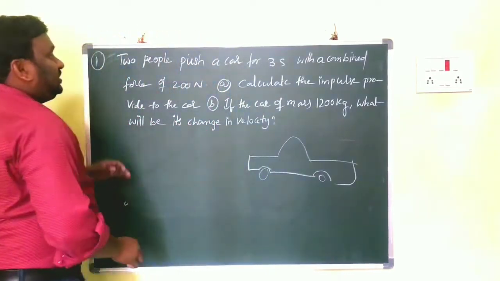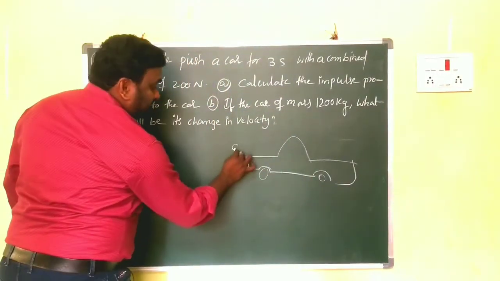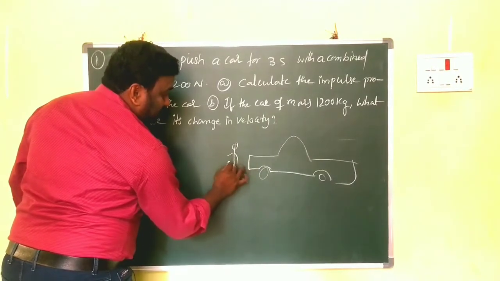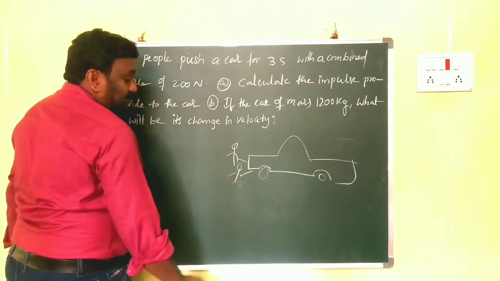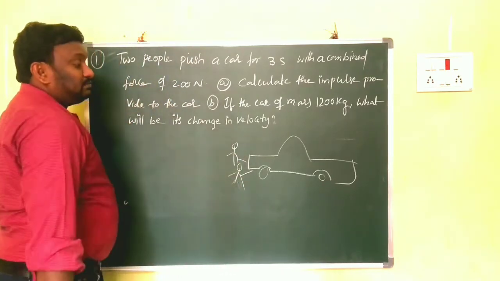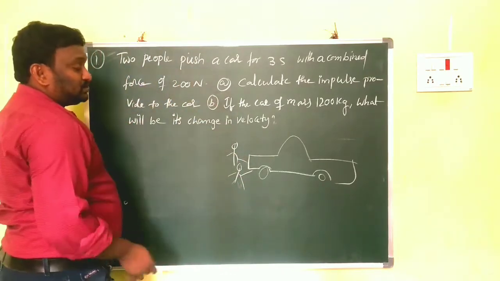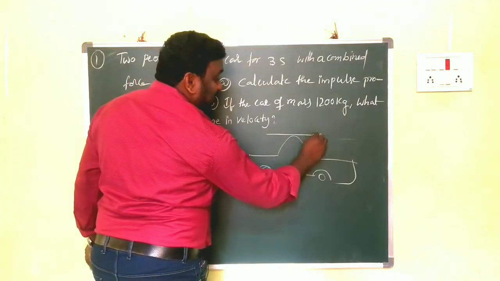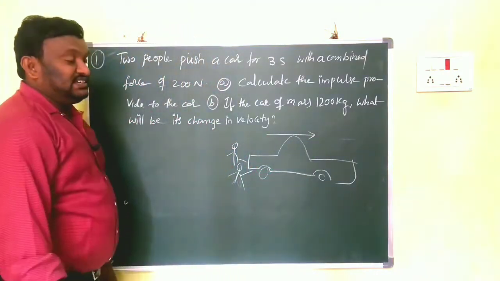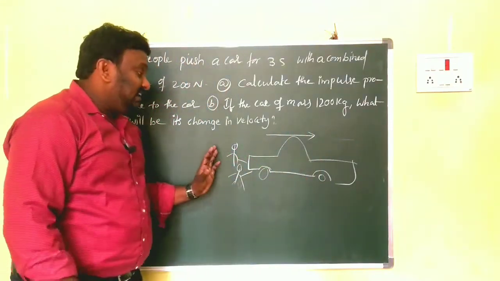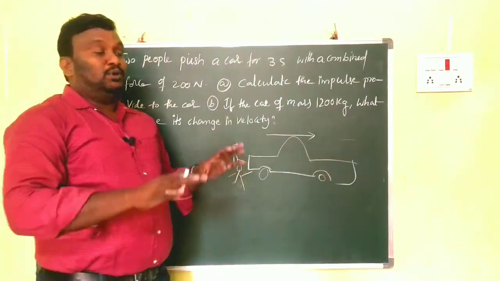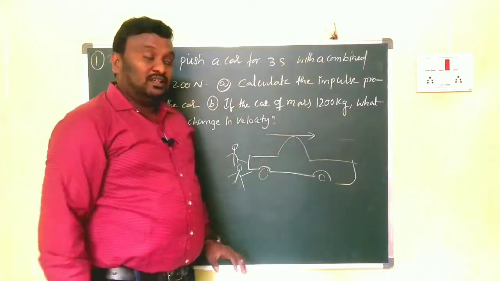So what I was saying, two people are pushing the car. They are pushing the car like this. Combined force means both persons are applying the force in the same direction. They are pushing the car in this direction only. That means both are on the same side, and both are pushing the car with a combined force.